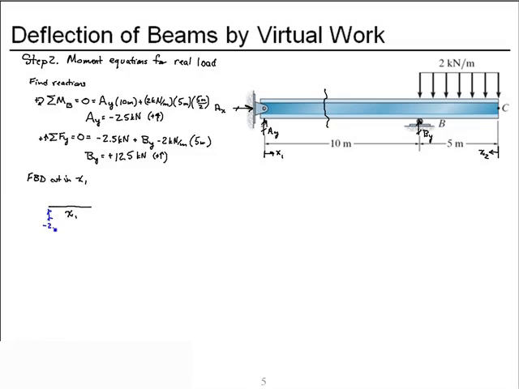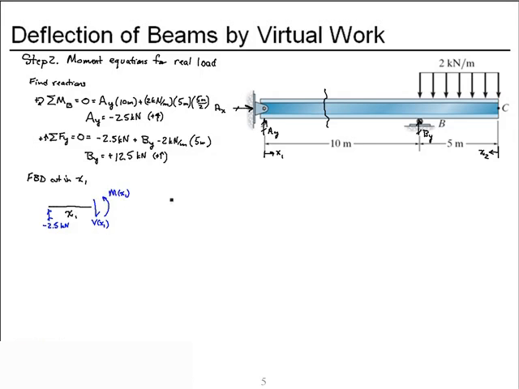Vertical reaction at A of minus 2.5 kilonewtons, a shear unknown at the cut, which is a function of x1, and a moment at the cut, which is an unknown function of x1 also.